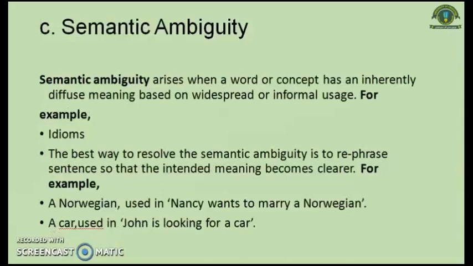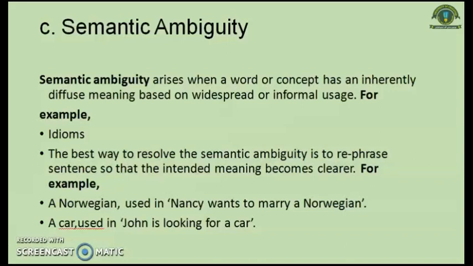Now we will discuss semantic ambiguity. Semantic ambiguity arises when a word or concept has an inherently diffuse meaning based on wide spreads of informal usage. Here idioms are given as an example of semantic ambiguity. Why? Because idiomatic expressions, where definitions are rarely or never well defined, are presented in the context of a larger argument that invites a conclusion, therefore they do not provide a complete meaning. So we say that here a semantic ambiguity occurs.